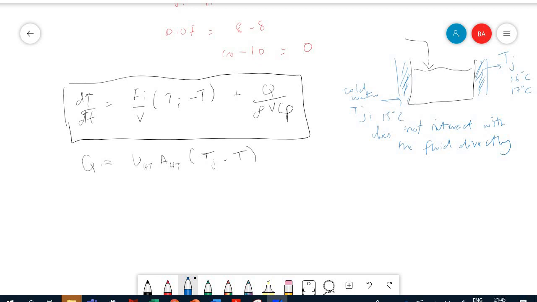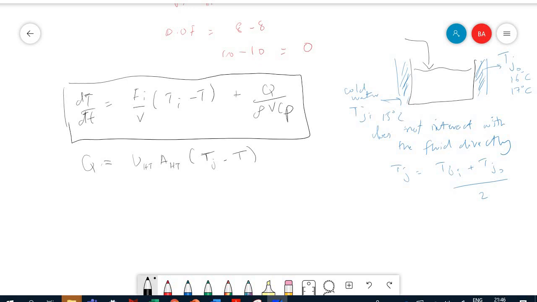And a good assumption is that we'll call this Tj out, and Tj will be equal to (Tj in plus Tj out) divided by 2. So that is a good assumption, and it will be very representative of the temperature.